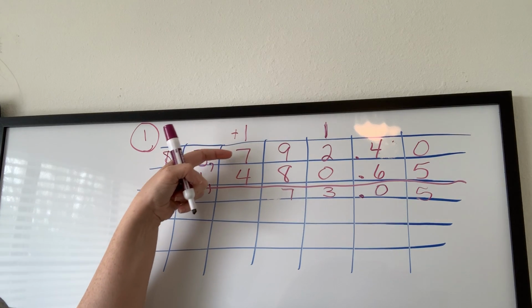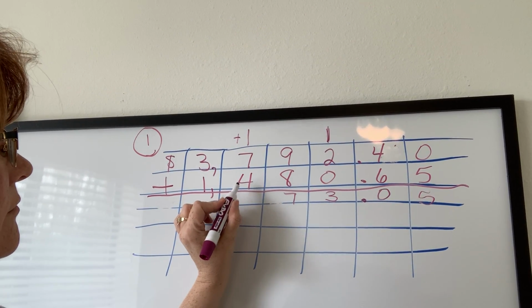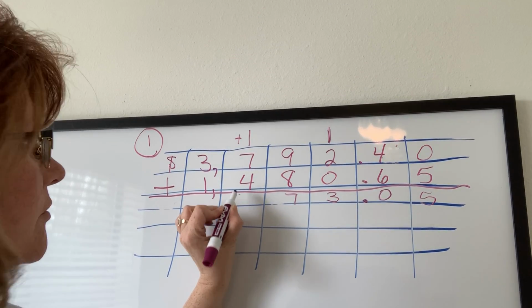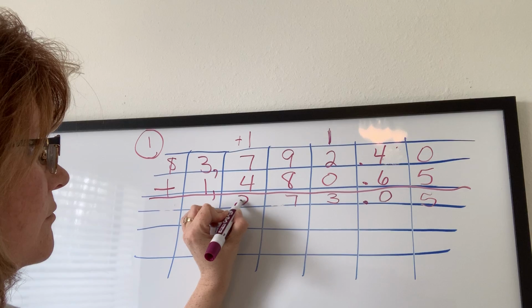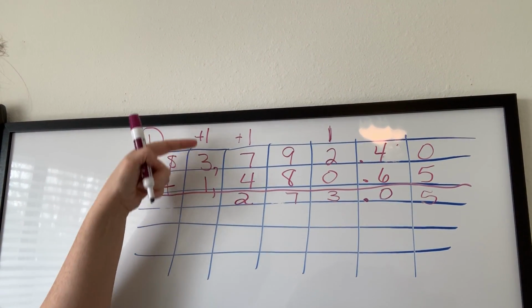Then I have 7, 8, 9, 10, 11, and 12. And then, so do I write the 12 down? No. So I'm going to keep the 2, and I'm going to carry that plus 1. So 3, 4, 5.